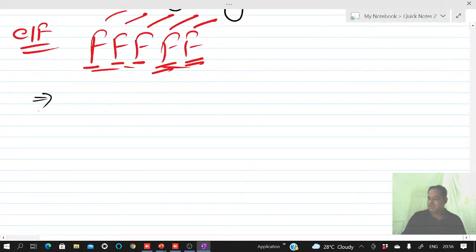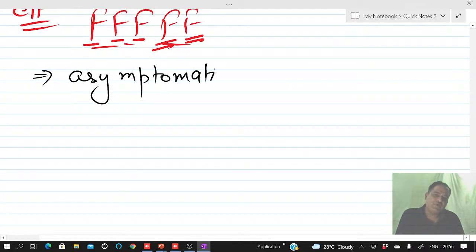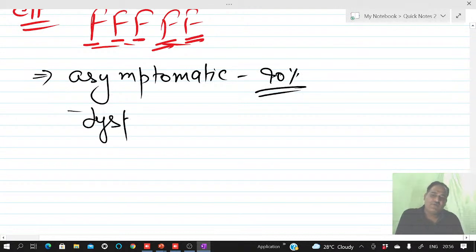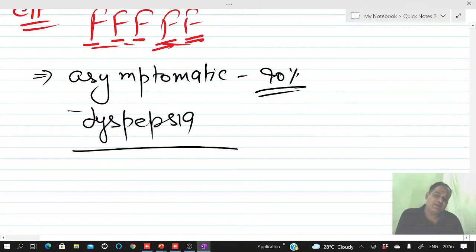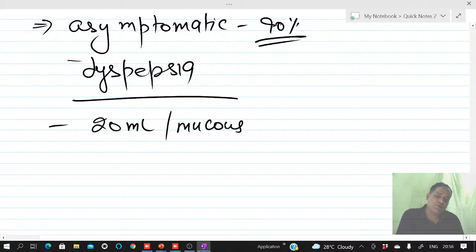So now your patient is likely to land up with gallstones. So asymptomatic in around 90% of the cases. When they are symptomatic, this will cause dyspepsia. Remember, gallbladder also produces 20 ml of mucus every day.